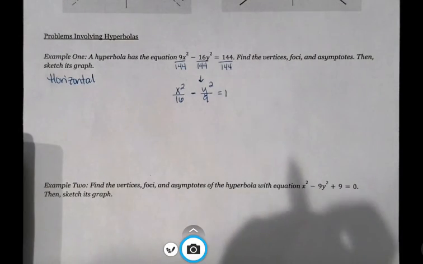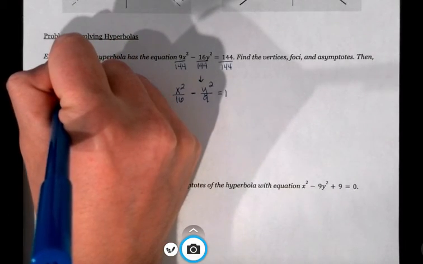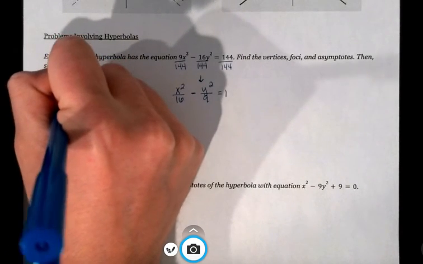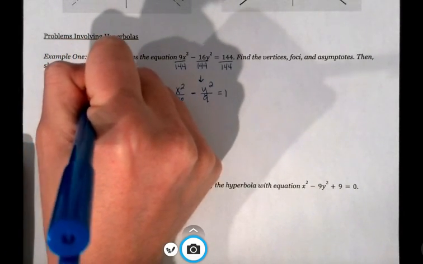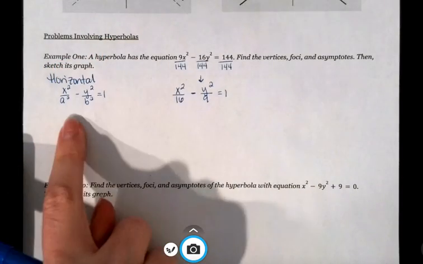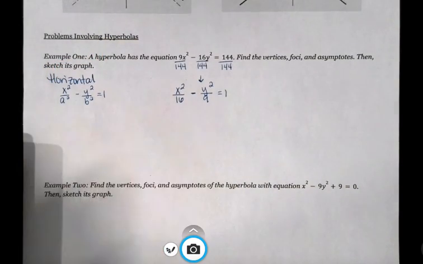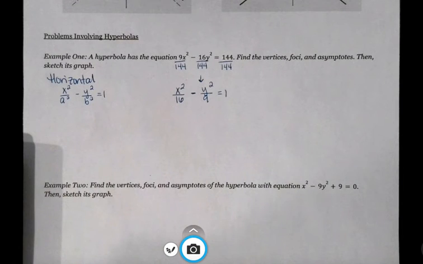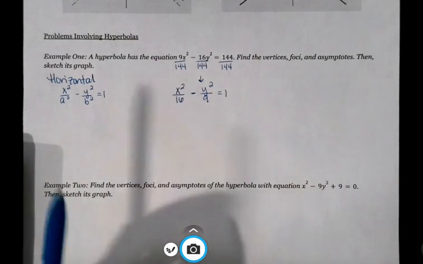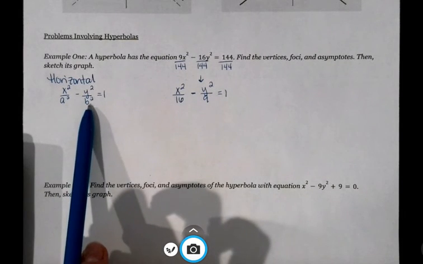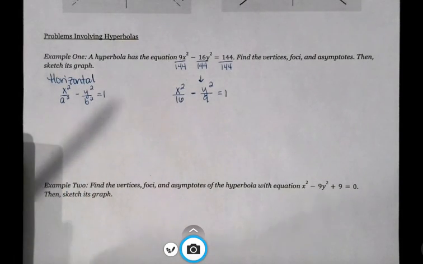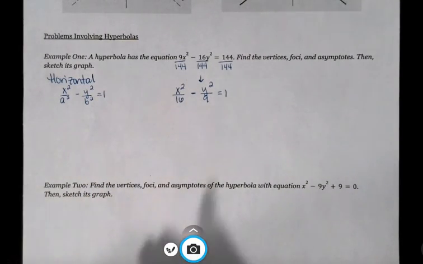And then if I want to quickly write the template so I have it, since I don't have a formula sheet in front of me. This is the template for a horizontal hyperbola. So using this information, I can figure out a squared, which means I can figure out a. I can figure out b squared, so I can figure out b. So on the side here, that's the work that I'm going to do.